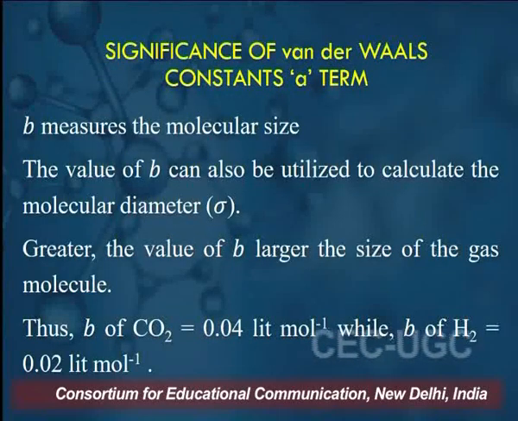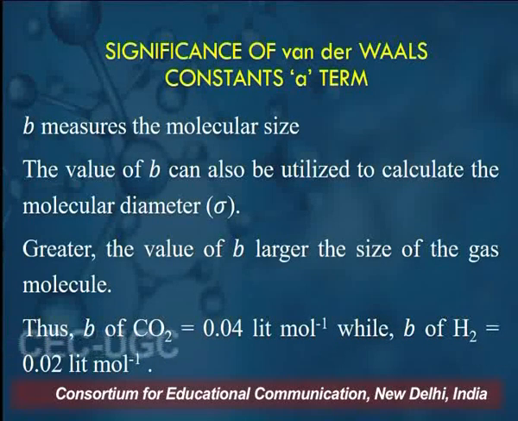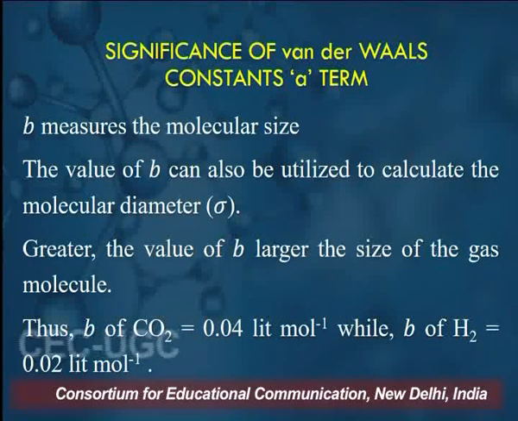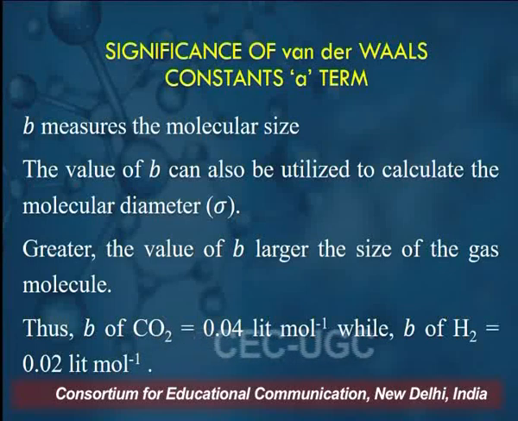Now, what is the significance of the constant b? b measures the molecular size. b can be utilized to calculate the molecular diameter, which is given by the constant sigma. Greater the value of b, larger would be the size of the gas molecules. Thus, we can say that b of CO2 is 0.04 liter mole minus 1, whereas b of hydrogen is 0.02 liter mole minus 1, half of what is the b of CO2.